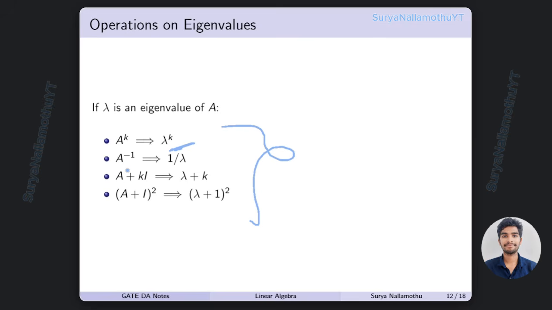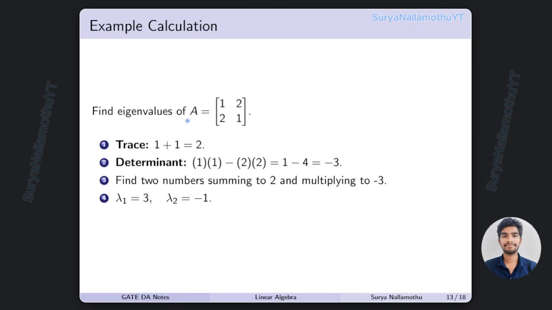If it is A power minus 1, then it is 1 by lambda. If it is A plus k, then the formula is lambda plus k. If it is this, then the formula is lambda plus 1 of square. Next, for the eigenvalues of A, we need to find the eigenvalues of this.